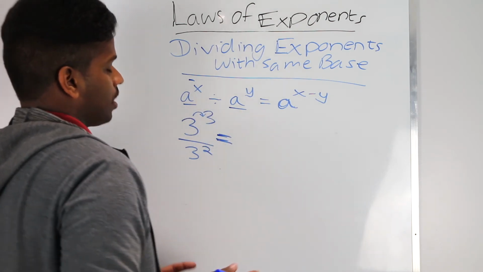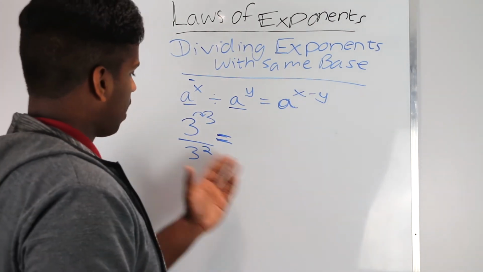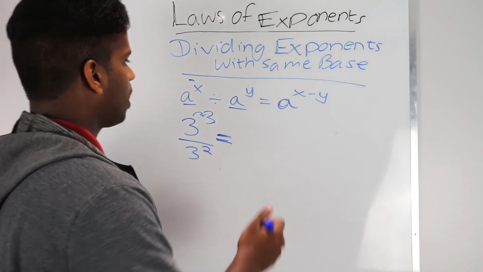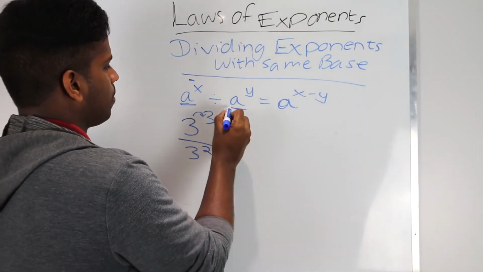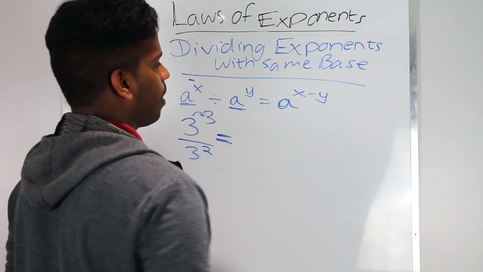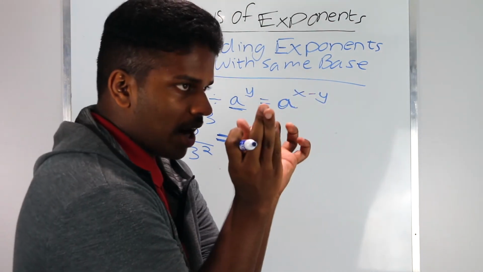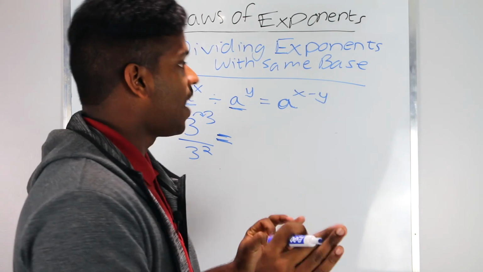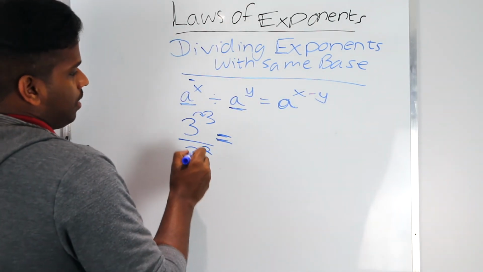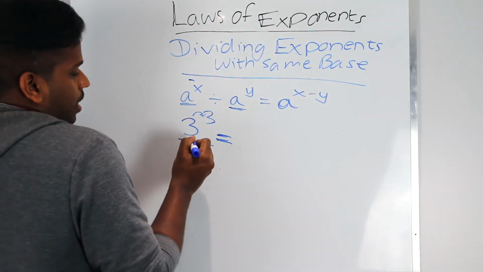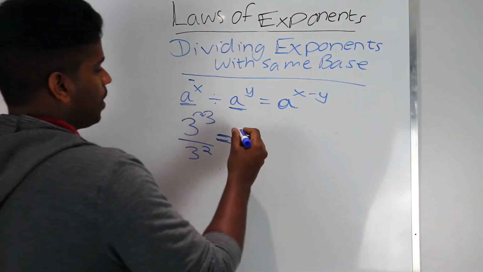Okay, so 3 to the power of 3 divided by 3 to the power of 2. Here we're using our laws of exponents. We know that if the base is the same, a to the power of x minus y. So we're just subtracting the exponents when we're dividing exponents with the same base. We have the same base here, so the a value remains the same, which in this case is 3.